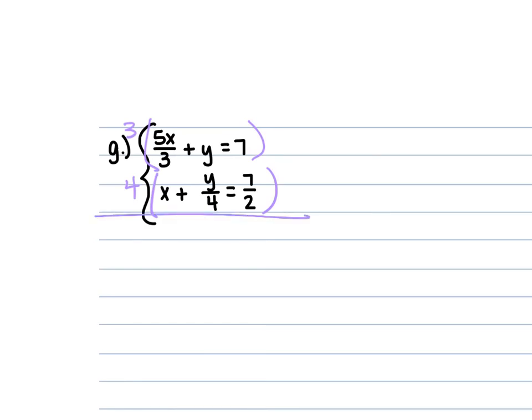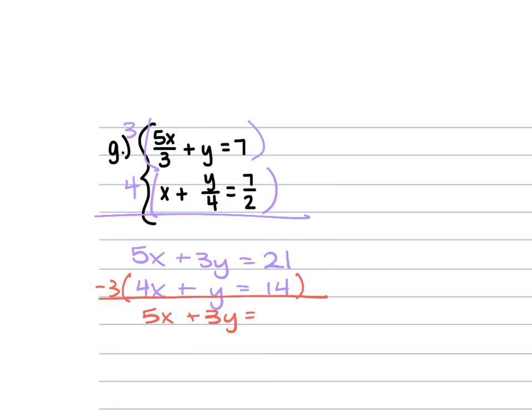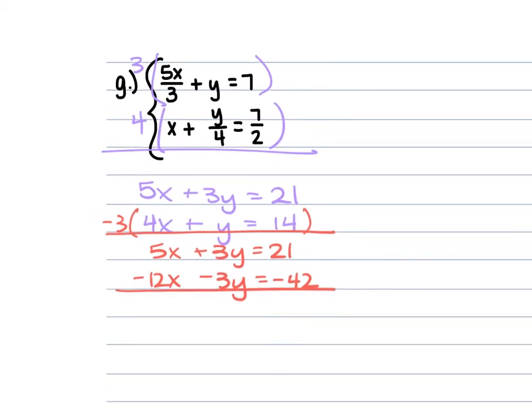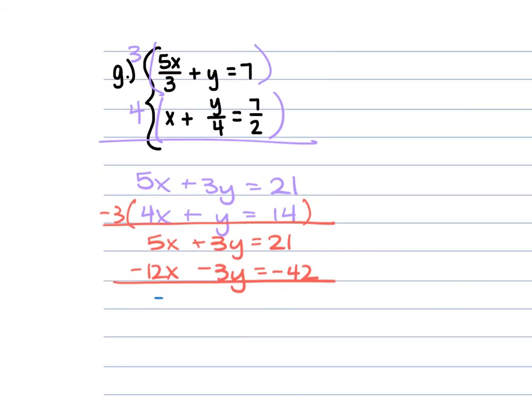So this is going to give us 5x plus 3y is equal to 21, and 4x plus y is equal to 14. From here, we're going to multiply that bottom equation by negative 3 to cancel out those y's. So we're going to have 5x plus 3y is equal to 21, and negative 12x minus 3y is equal to negative 42. From here, combine your like terms. The 5x minus 12x is negative 7x. The 3y's cancel. 21 minus 42 is negative 21.